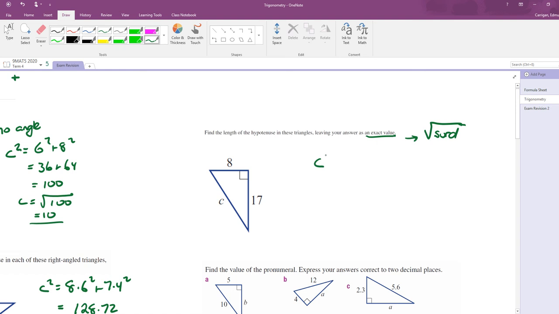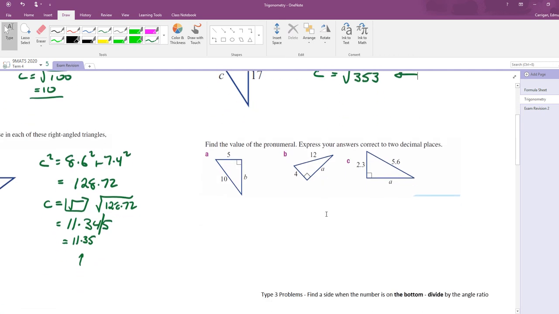Alright, so I'm finding the long one. c squared is equal to 8 squared plus 17 squared equals 353. So what I'm going to do is see whether I can find a square root of that by putting it into my calculator. It comes up with a whole heap of numbers. So I'm going to leave it as c equals the square root of 353. That is my answer. Do not find what the value is.